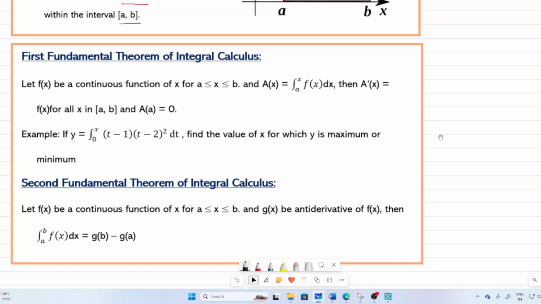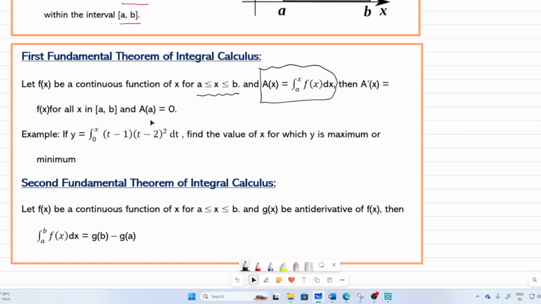Then there is the first fundamental theorem of integral calculus. For a function f(x) which is continuous in this interval a to b, this a to x f(t) dt has another name, that is called the area function. If this is the area function, then its derivative will be equal to the function f(x). This is the first fundamental theorem of integral calculus. What kind of sum is expected based on it, that let me explain.